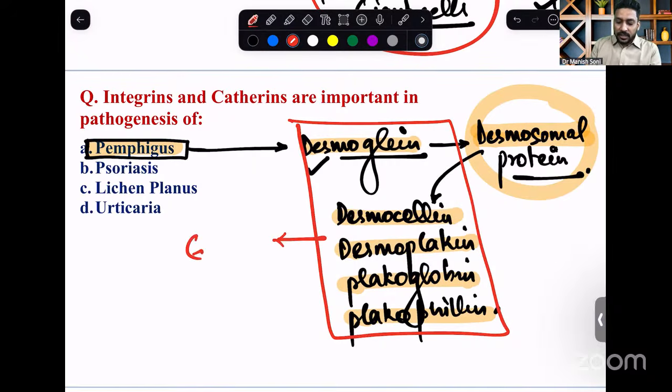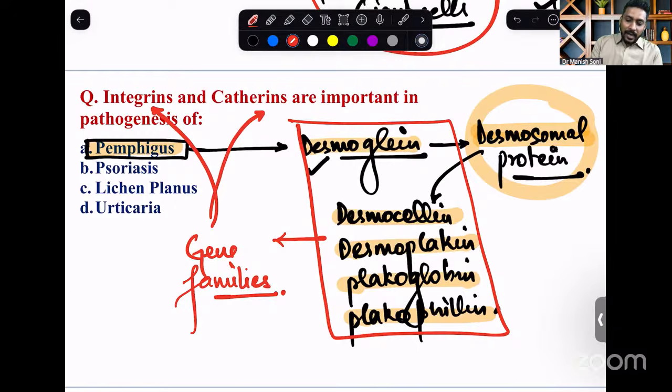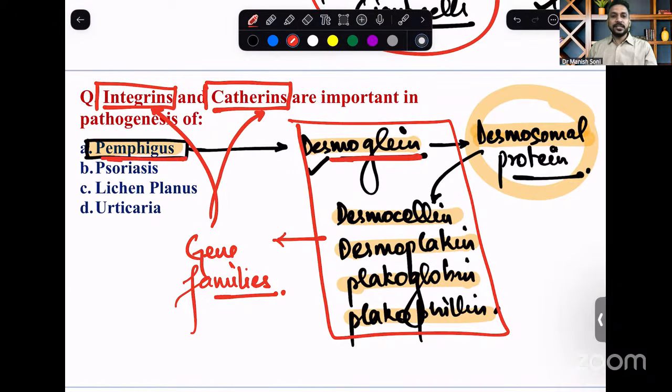Now, all these proteins are desmosomal proteins, but they belong to certain gene families, and the names of those gene families are integrin and cadherin. So remember that integrin and cadherin are the gene families to which these desmosomal proteins belong, and these desmosomal proteins are desmoglein, desmocollin, desmoplakin, plakoglobin, and plakophilin. Among them, desmoglein is very important, which is involved in pemphigus. So the answer here becomes pemphigus. I hope this is clear.